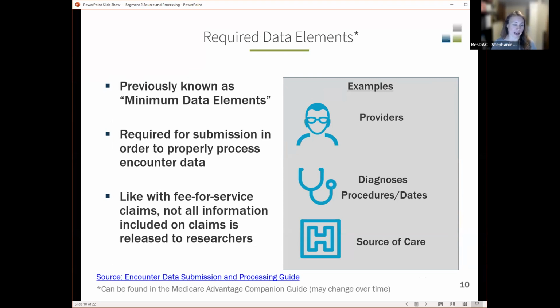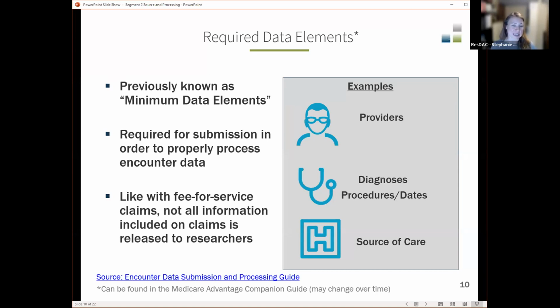We have the Encounter Data Submission and Processing Guide, but in general, who is the provider that's providing this service? This is something that we get really good information on, like the organization MPI is required, and we have that. Sometimes the individual provider is less populated on Encounter Data, but what were the diagnoses associated? What were the procedures that were delivered? What were the dates? All of those things are going to be well filled in the data.